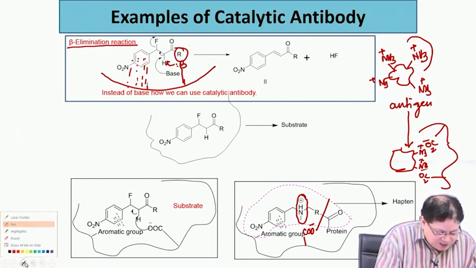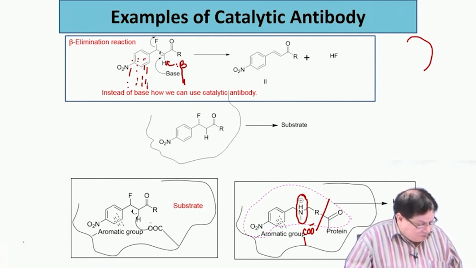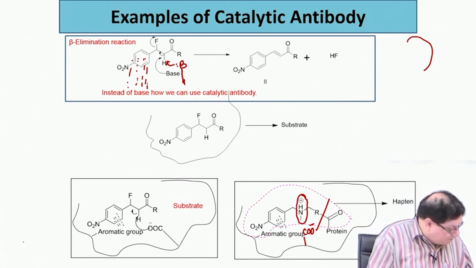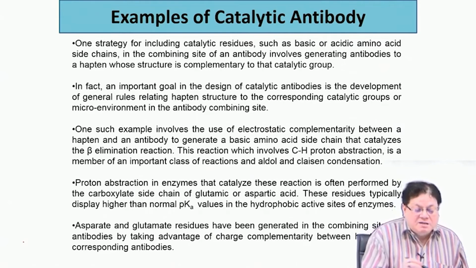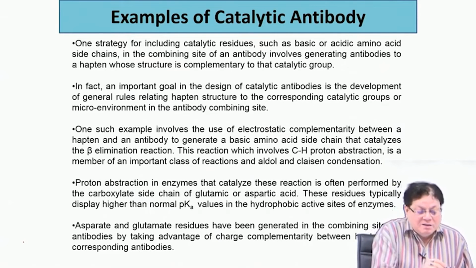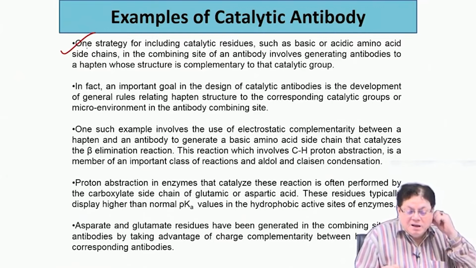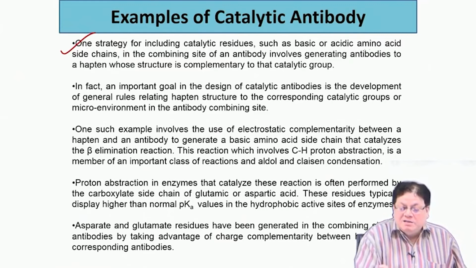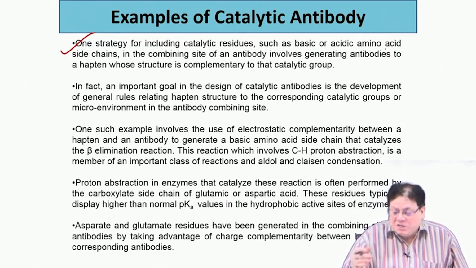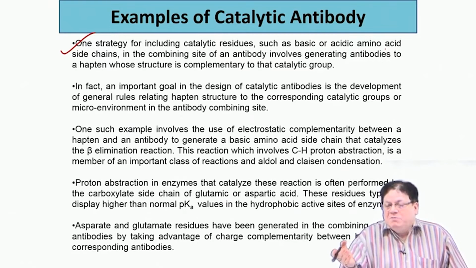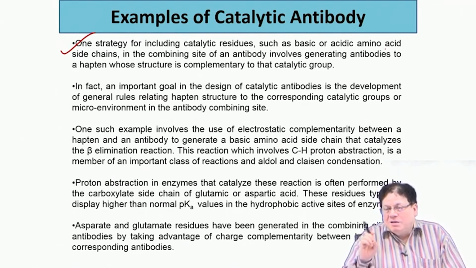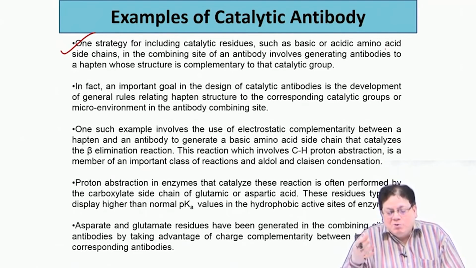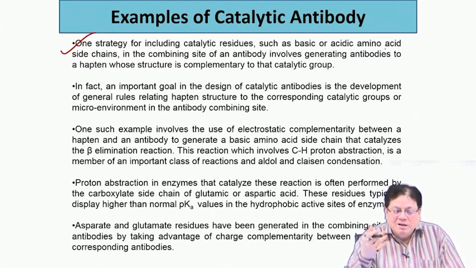Now, let us go to other examples. Here are the different strategies. I just told you that this is the first strategy, the generation of catalytic residues. I have given you the generation of a carboxylate. If for some reaction you want the generation of a positive charge, something like NH3 plus, then you have to use a carboxylate in the hapten, just the reverse way.